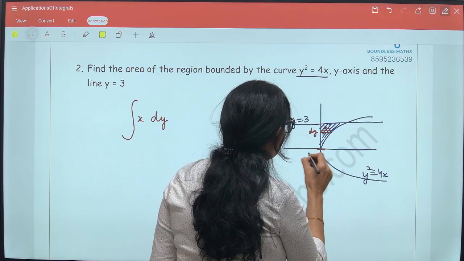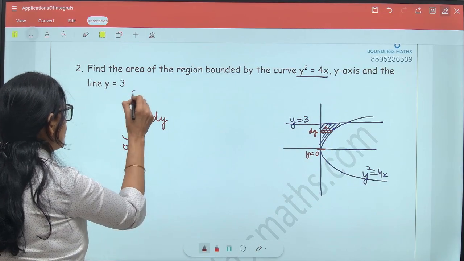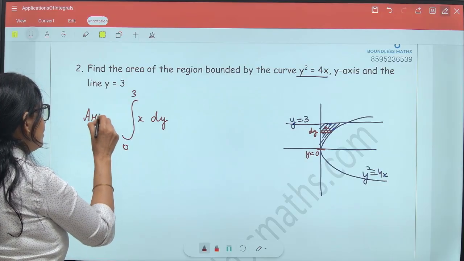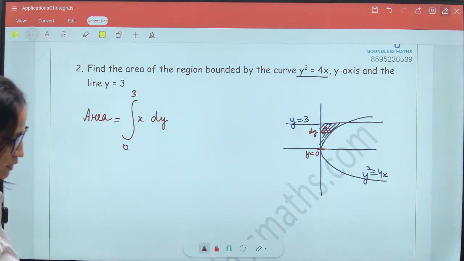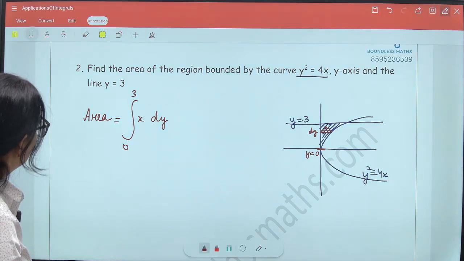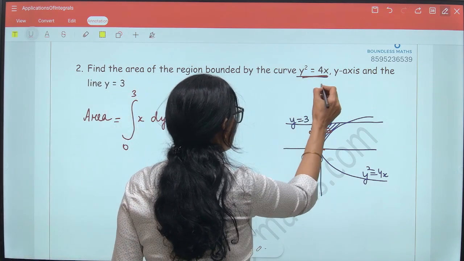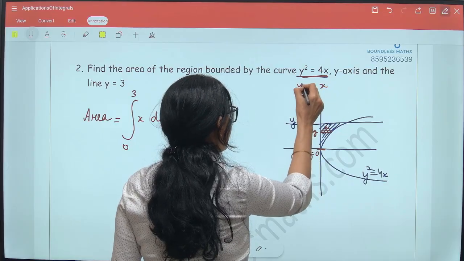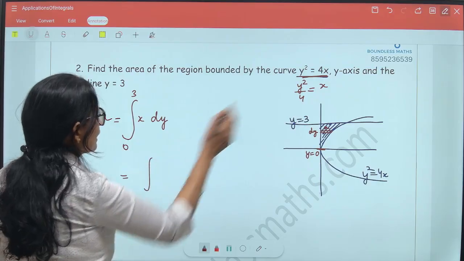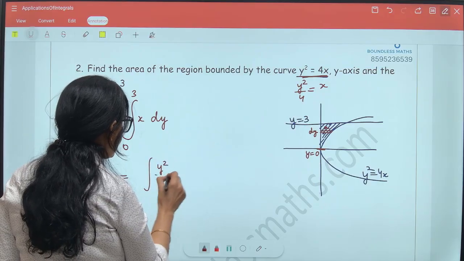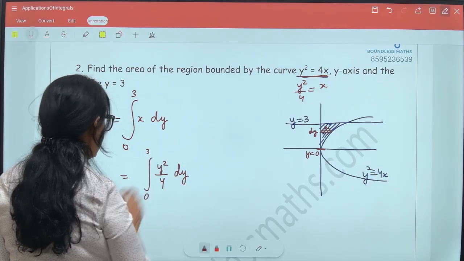Y is bounded from 0 to 3. So write the limits also, 0 to 3. So this is the required area. So what is the integral of x with respect to y? So write this equation as x is equal to y square upon 4 and put it in this. So this becomes integral of y square upon 4 dy from 0 to 3.